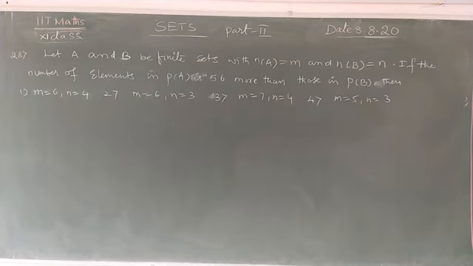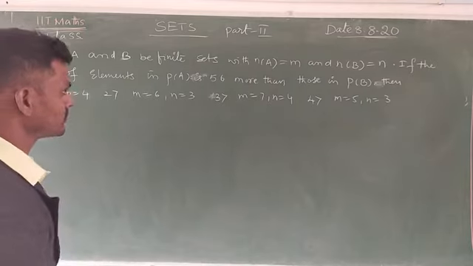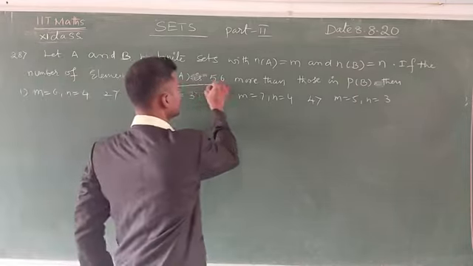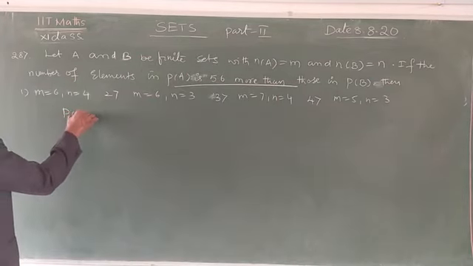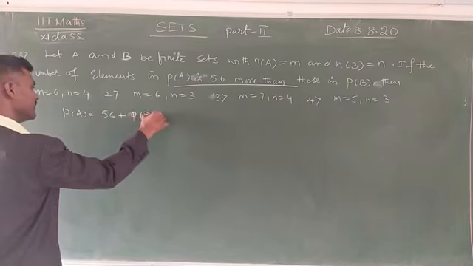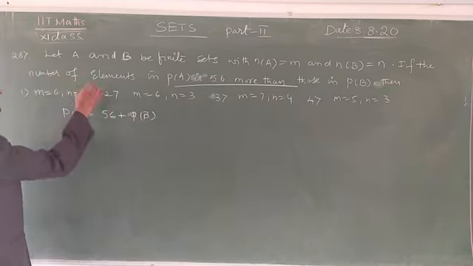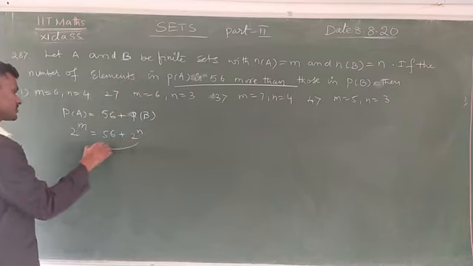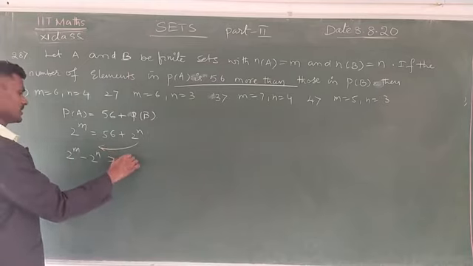Next problem 28. Let A and B be finite sets with n of A is equal to m elements, n of B is equal to n elements. If the number of elements in P of A is 56 more than those in P of B. See here, power set of A is equal to 56 elements more than power set of B. Now, number of elements in a power set is 2 power. Here, n of P of A is equal to 2 power m is equal to 56 plus 2 power n. Now, this 2 power n and this side 2 power m minus 2 power n is equal to 56.